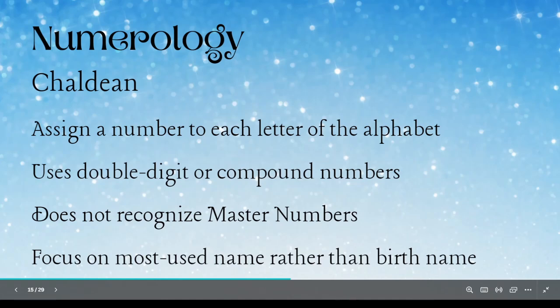I don't know if I put this chart in there, but when I did this for me, there's a lot of free sites that you can go and do this. One of mine broke down to like a 12, they called it a 12-6 or something. So they're using double digit and these compound numbers to get their meaning from. They do not recognize master numbers, so there are no special meanings to the 11, the 22, the 33. And the focus of Chaldean numerology is more on your most used name. So if you go by Jenny instead of Jennifer, or Allie instead of Allison, it focuses on that name rather than what is on your birth certificate.